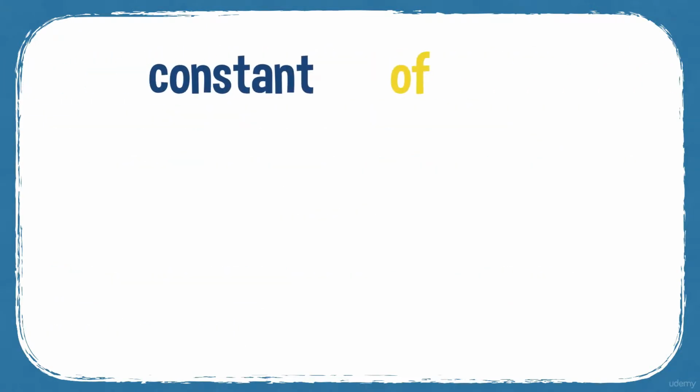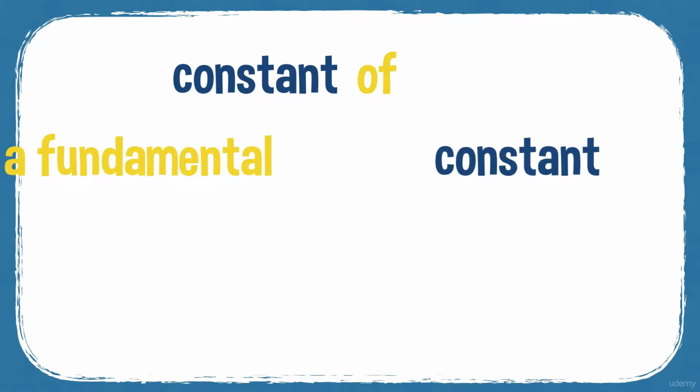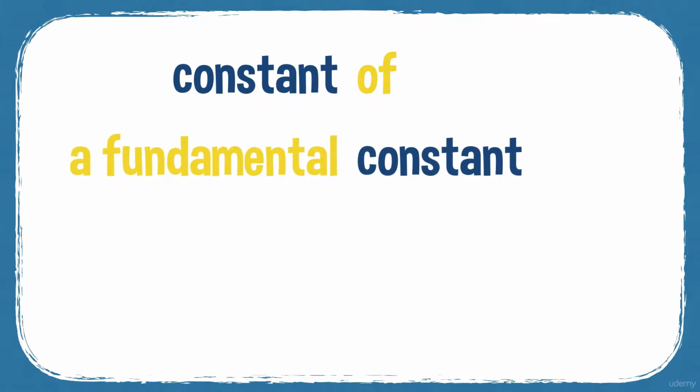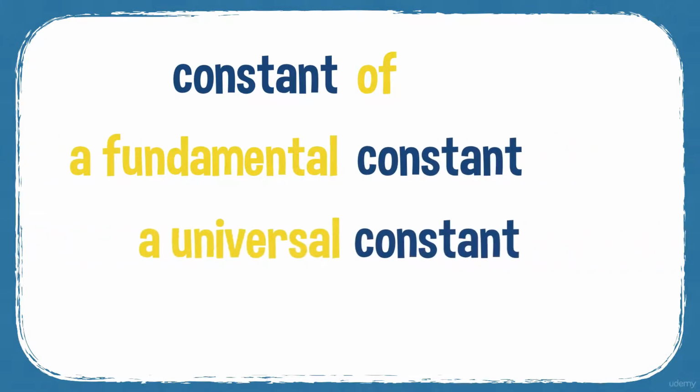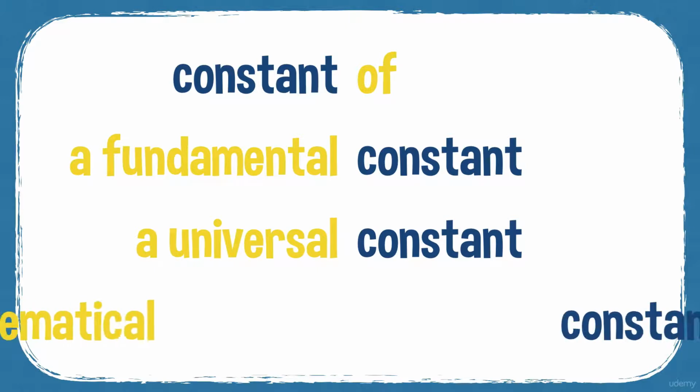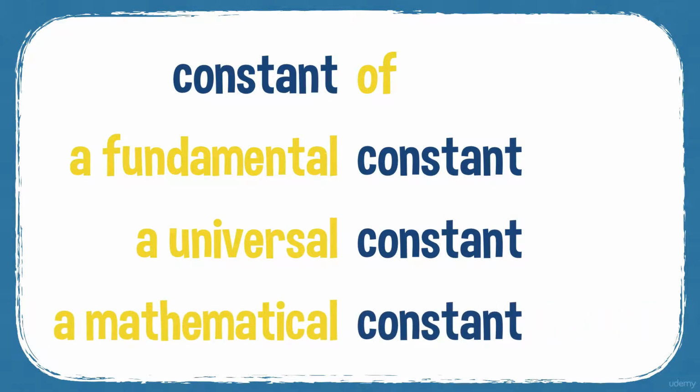So you can have a constant of something, a fundamental constant, that's a basic constant, a universal constant, a mathematical constant. And here's your next word, deduct. Deduct. When you deduct an amount from a total, you subtract it from the total. You take it away from the total.